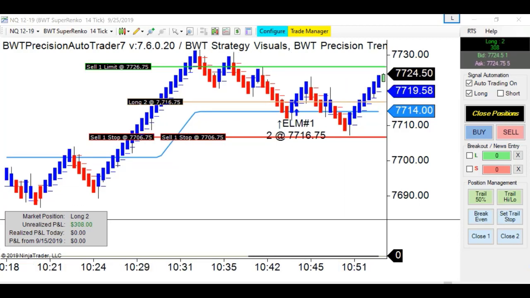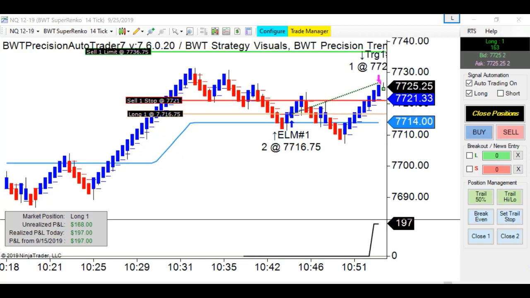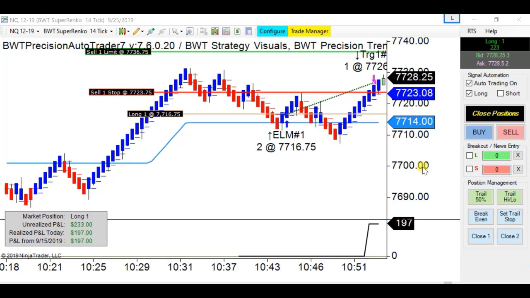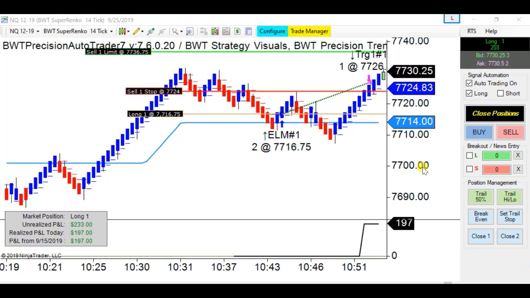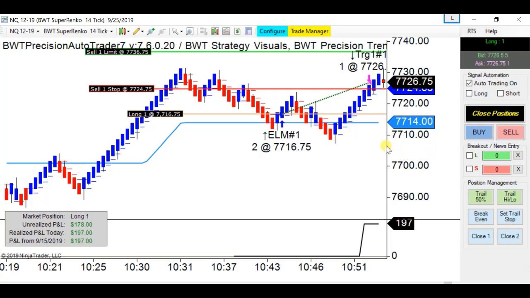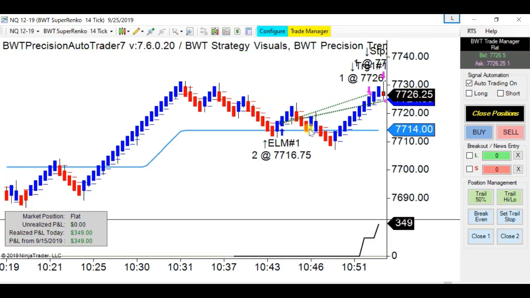All right, here they come, and we have first target. That was quick. Keep going. The trailing stop, as you see, kicked in. If they take me out, I might want to wait a little bit for them to pull back more. Yep, they took me out.